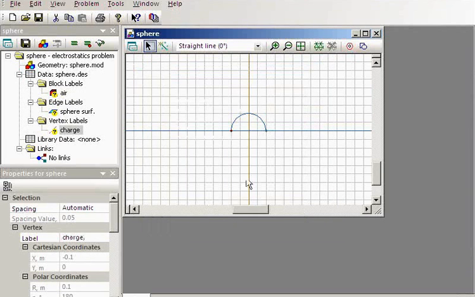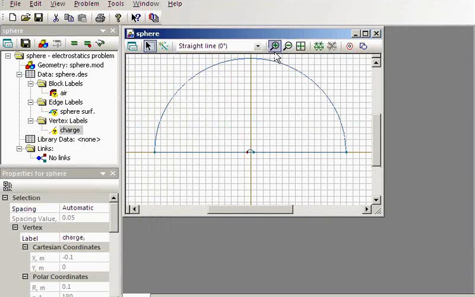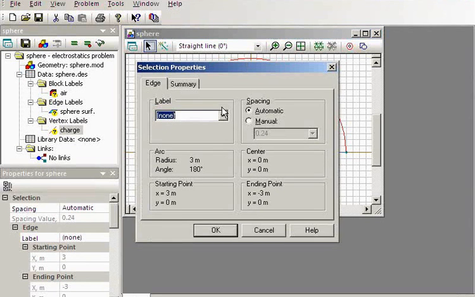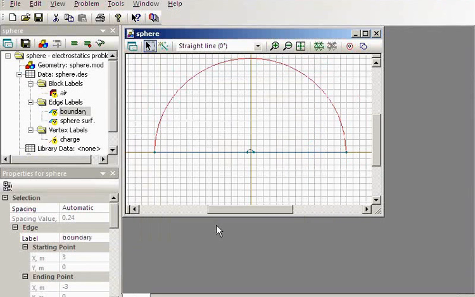And far away from my sphere the field fades to zero, so far away, usually 10 times is enough to consider that the boundary is far away. 10 times of the body's dimension. Far away from my sphere, I have the boundary. Now all objects are labeled.